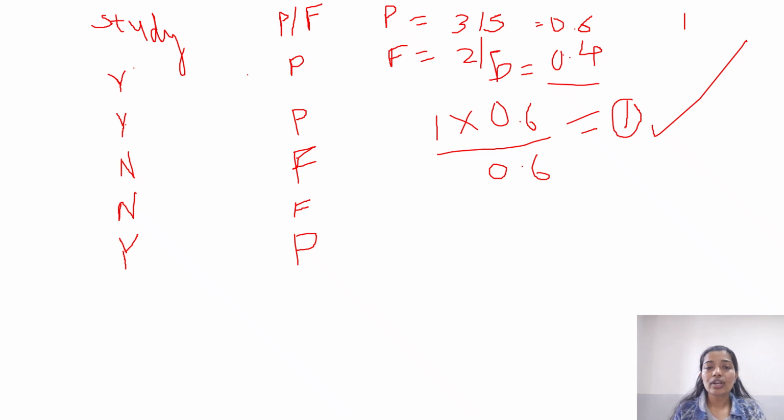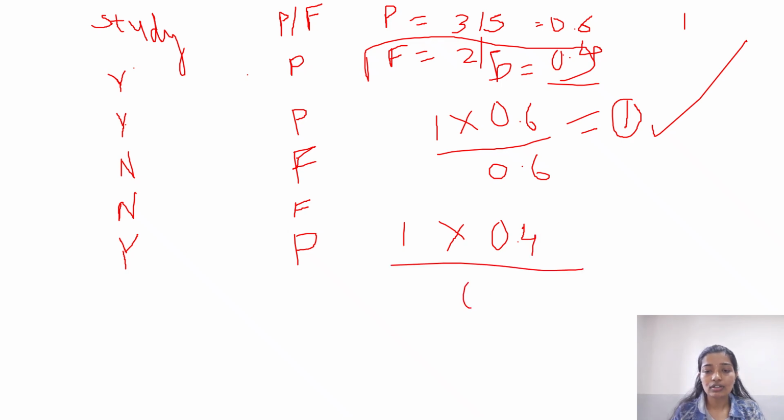If we are supposed to calculate, we will calculate this as well. So that will be 1 into 0.4 divided by 0.6.